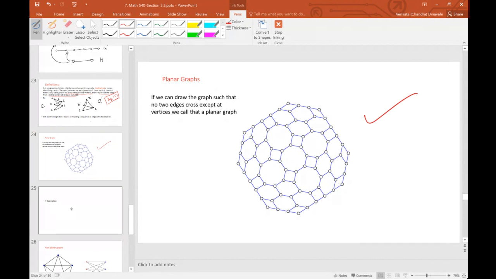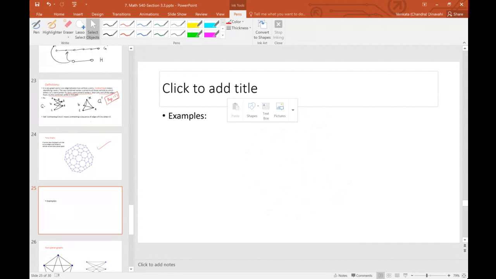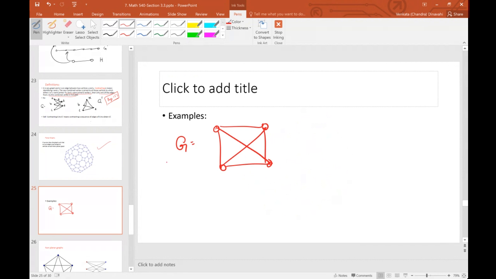For example, let us look at a couple more. Say take this graph. This is a complete graph on 4 vertices, K4. I'll call the vertices A, B, C, D. This is not looking like a plane graph because these two edges are crossing each other, but I can redraw it, and I can do it like this.